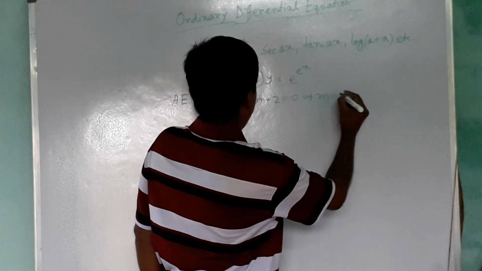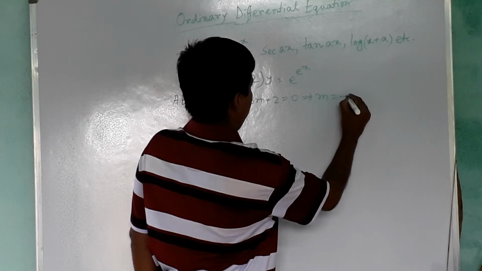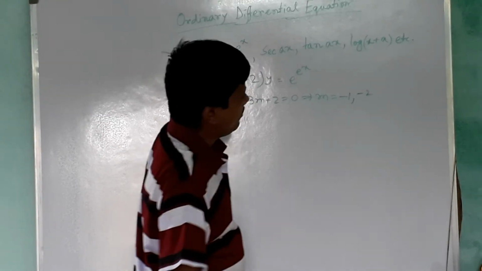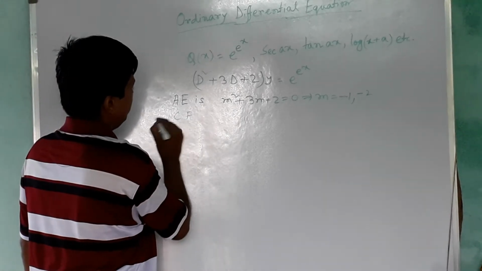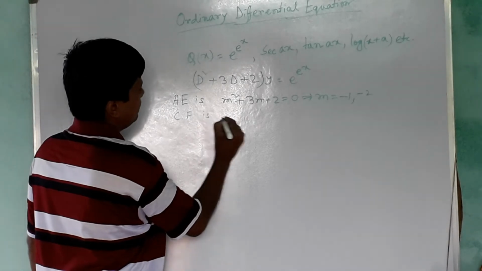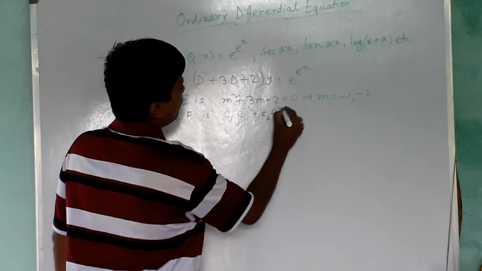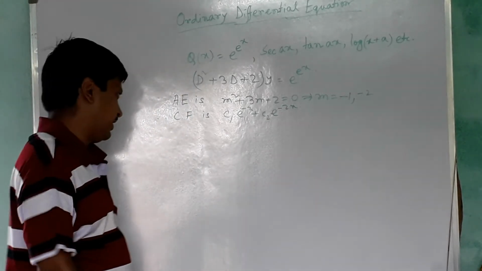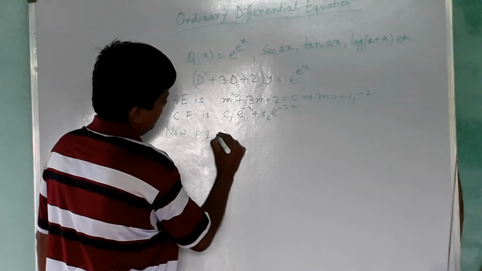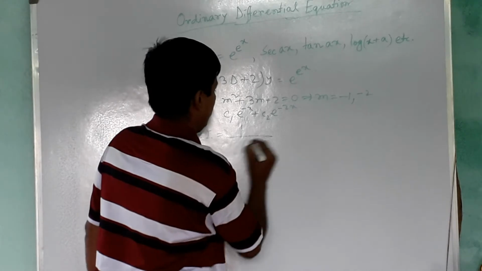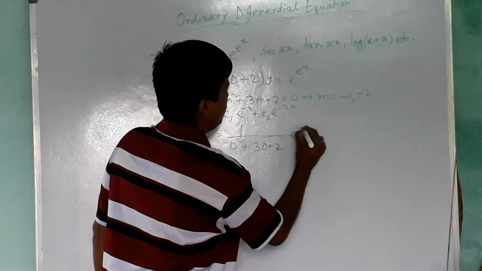minus 1, minus 2. So the complementary function is c1 e to the power minus x plus c2 e to the power minus 2x. Now the particular integral is equal to 1 by (D square plus 3D plus 2) of e to the power x.